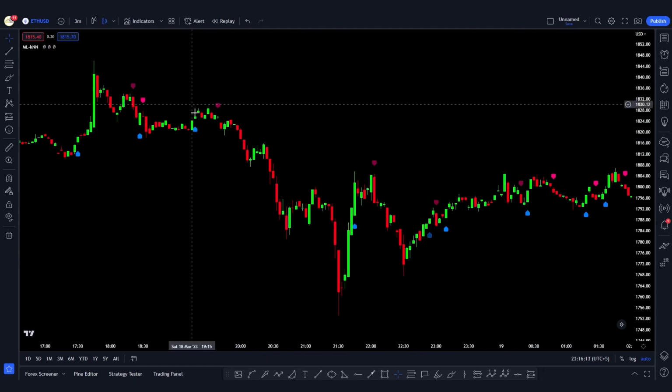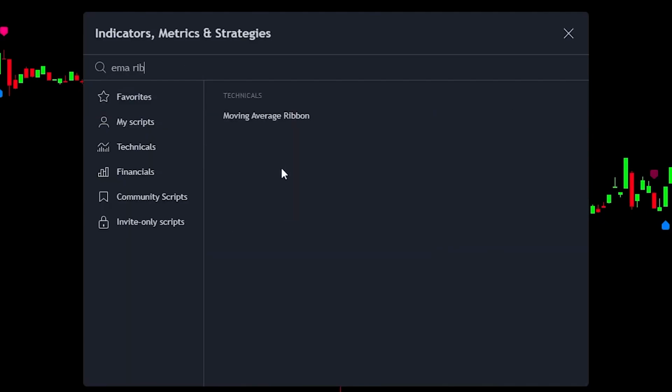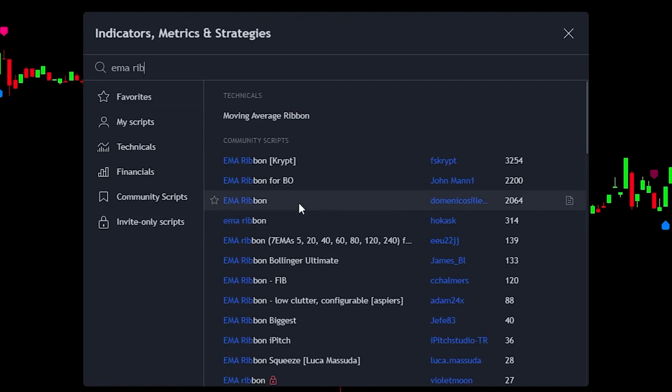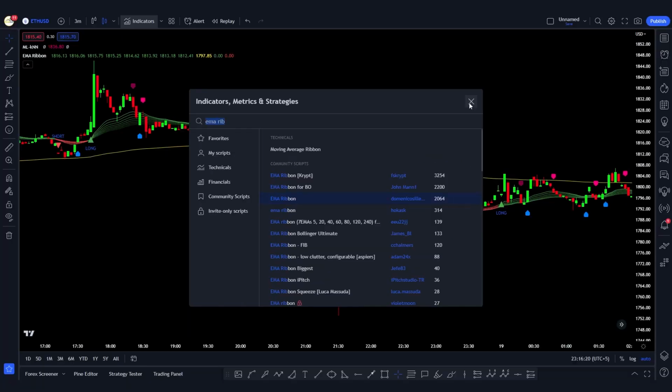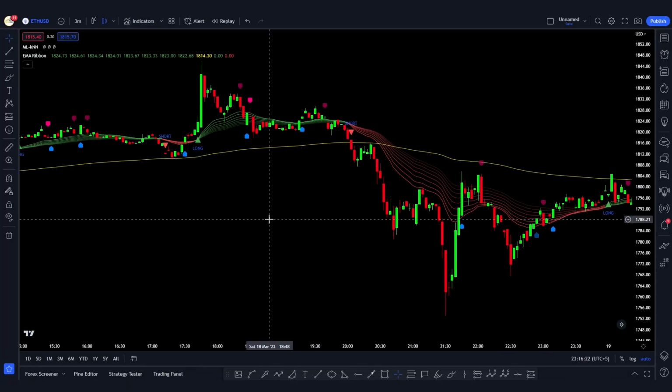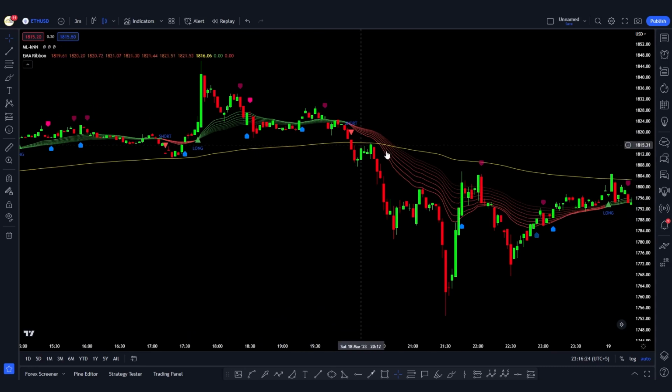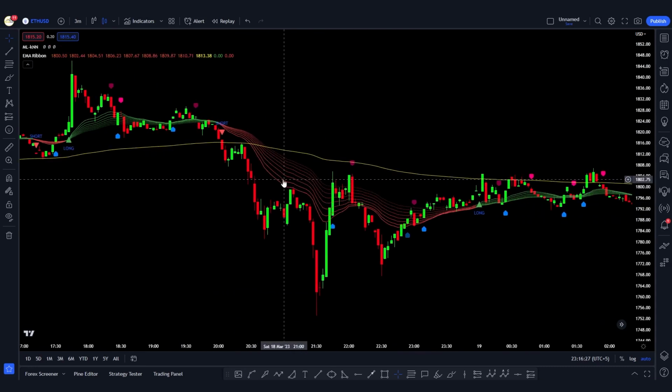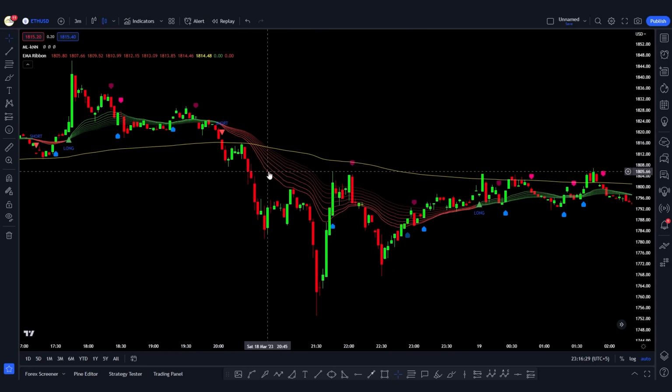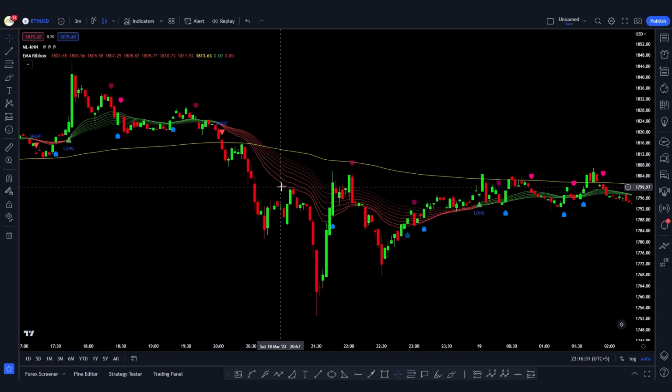And for that, let's go ahead and add the next indicator, that is the EMA ribbon indicator by Dominic Coseletti. So we're going to add this to the chart. And once we add this to the chart, you can see that this indicator is plotting these ribbon-like structures onto the chart. Now let me go ahead and explain how this indicator works. The EMA ribbon indicator consists of multiple exponential moving averages differing by their time period. As you can see, these exponential moving averages are stacked on top of each other to create this ribbon-like structure, and the slope of this ribbon represents the overall trend in the market.